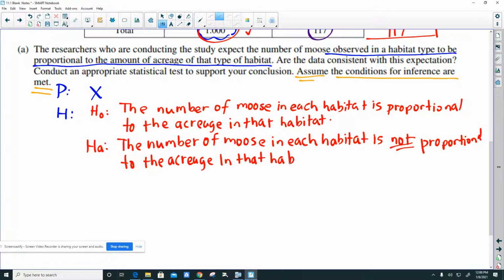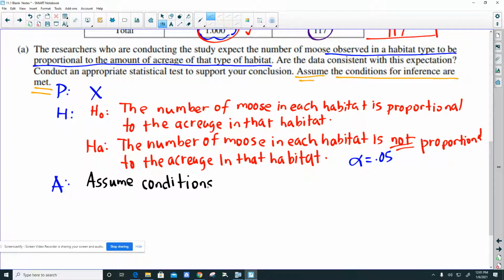Okay, the other thing we want to include in this H step is, if they did not give us a significance level, we're going to go with our default 0.05. Okay, here we are for our assumptions. As they told us, we are going to assume that conditions are met. And we don't need to do anything with random or showing that the expected counts are all at least 5, which we can see that that is the case.